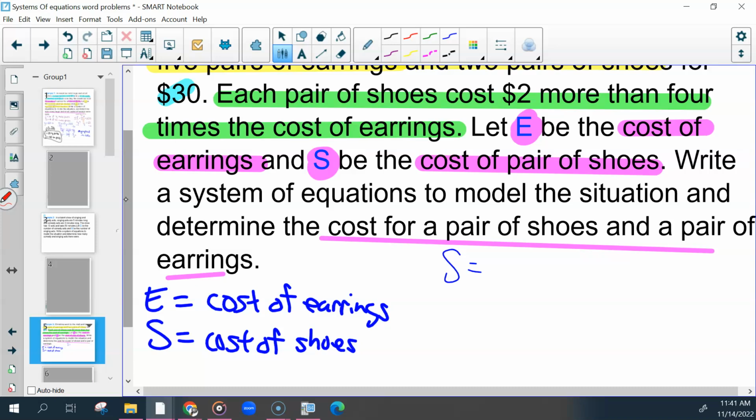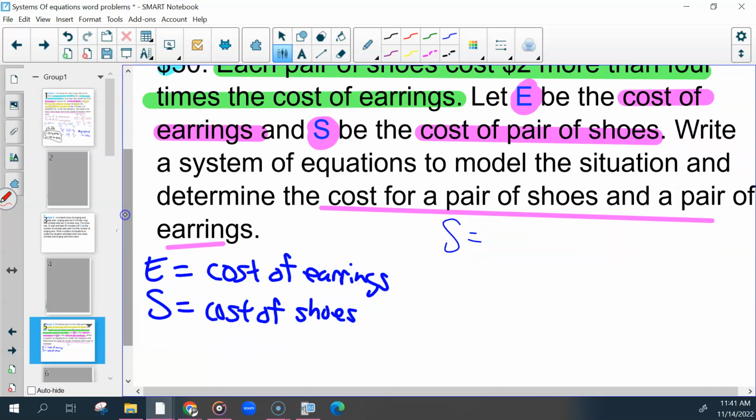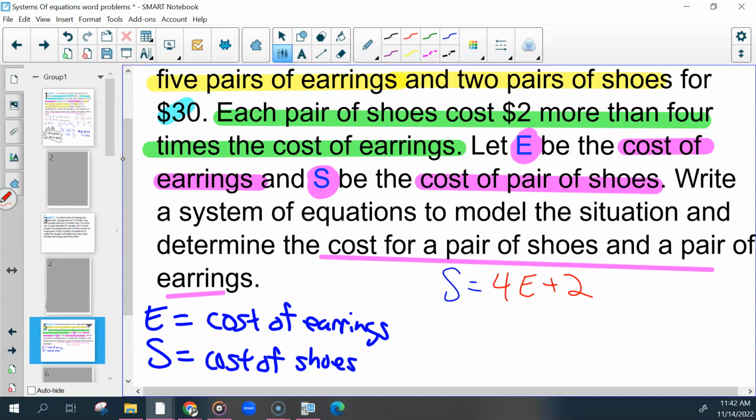How do we think we would write that? Aaron? 4E plus 2 or 2 plus 4E. That order does not matter. So we'd have one equation. Now we need our other one.